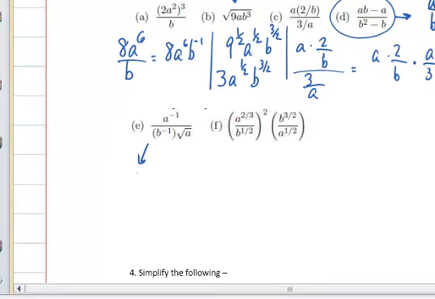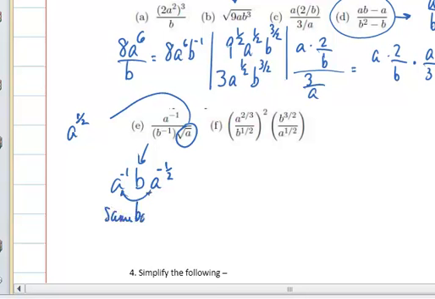A to the negative 1st is okay. B to the negative 1st comes up as b in the numerator, and a to the 1/2 in the denominator, because that is really a to the 1/2 power. That's going to come up to the numerator as a negative 1/2. So remember, when you have the same base, add the exponents. So I'm going to have a to the negative 3/2 b, and that will be my final answer, b to the 1st power, of course.